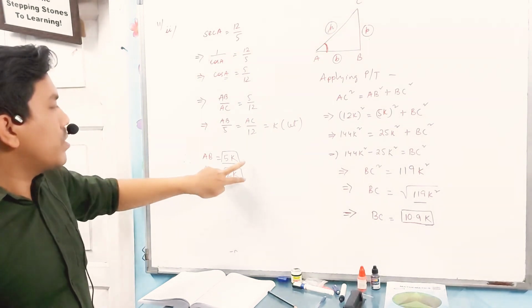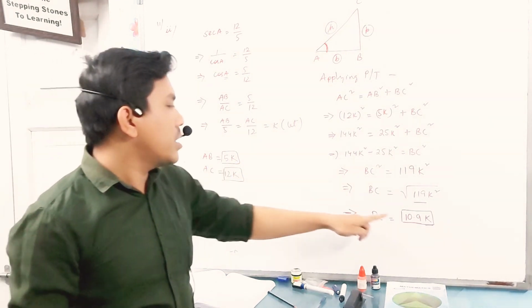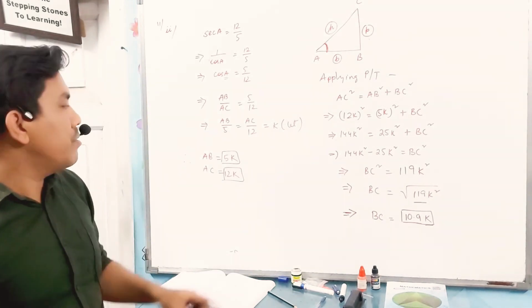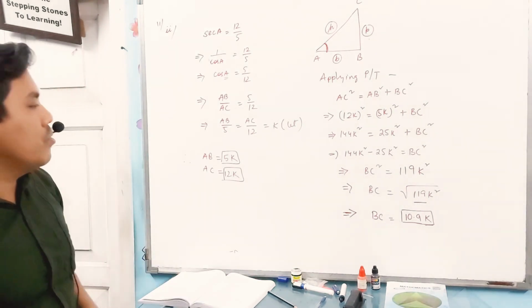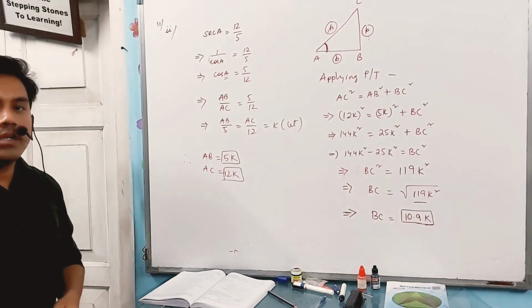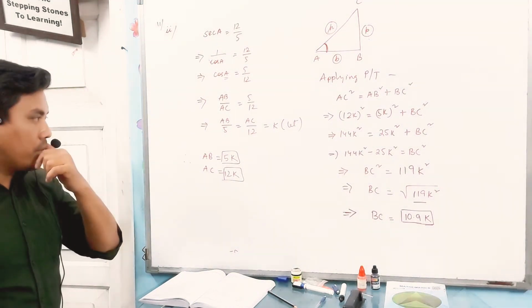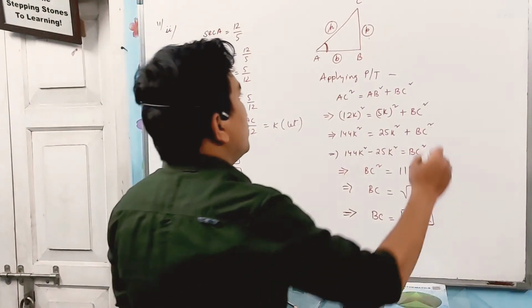12K plus 5K is 17K, which is greater than this. 5K plus 10.9K will be 15.9K, which is greater than this. 12K plus 10.9K will be 22.9K, which is greater than AB. Isn't it? So this one will be a little bit complex. How will we do it? We will apply a method.